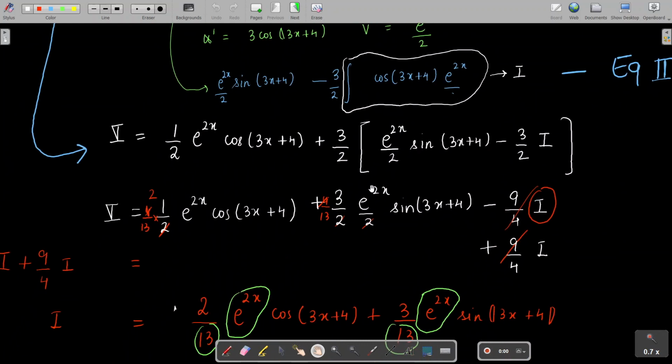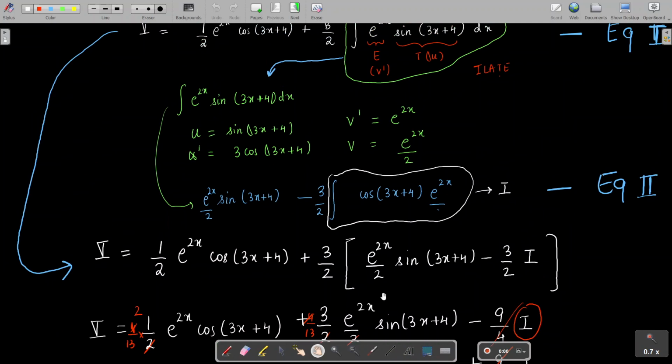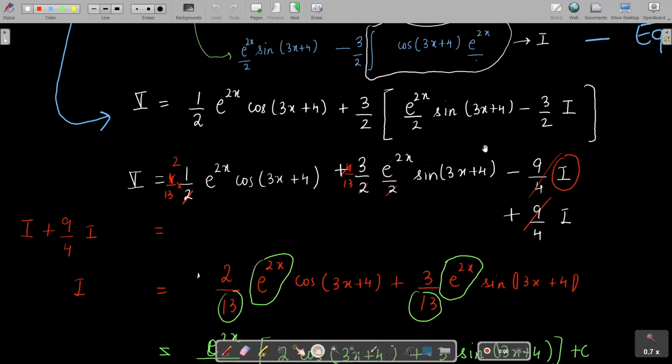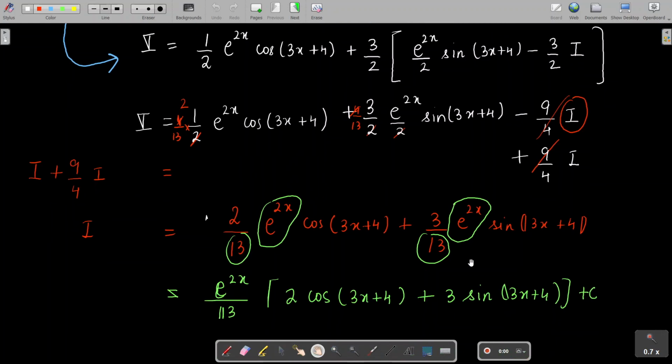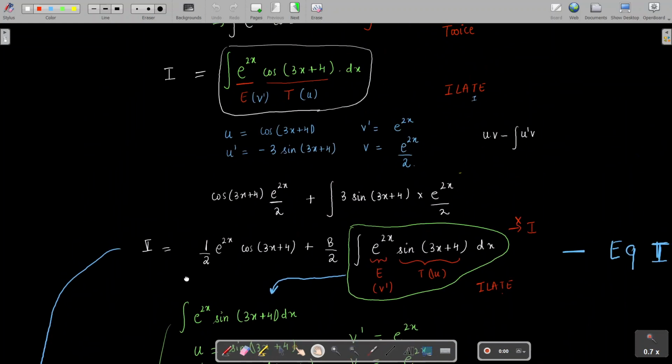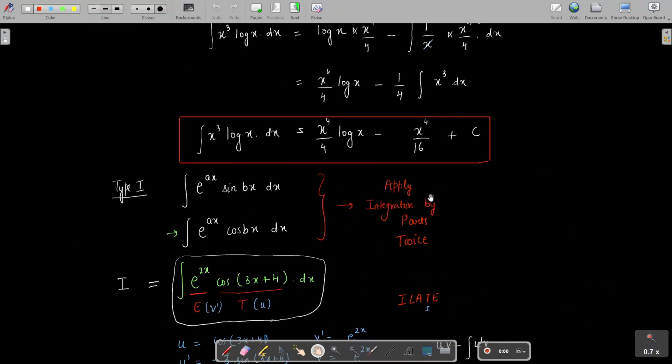And then you just have to simplify these terms because now everything is outside of the integral symbol. Now we will just have to do some algebraic manipulation, and finally we will get this answer. So this was type 1, where you have to apply integration by parts. And here specifically you will apply integration by parts 2 times.